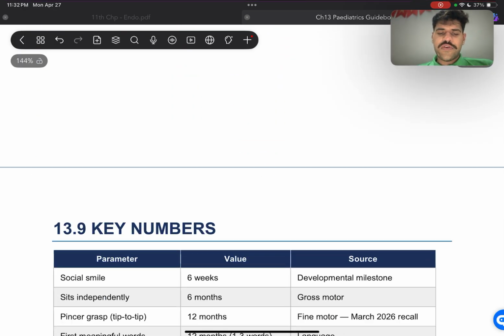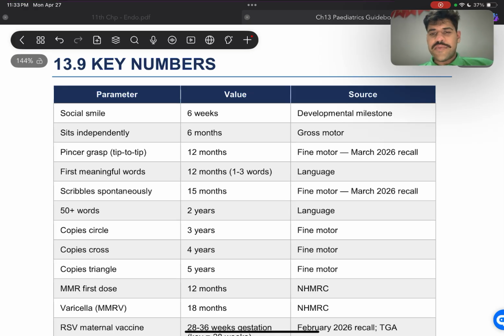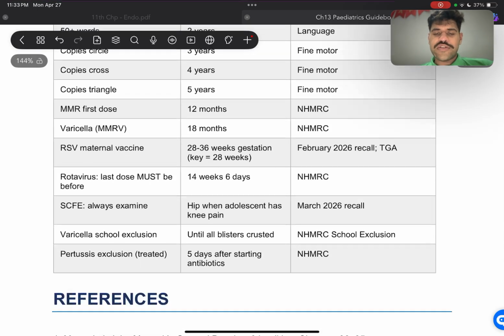It's there for free. All right, now moving on to the key numbers. Just memorize these, they are very important, and a lot of the questions will come from them.